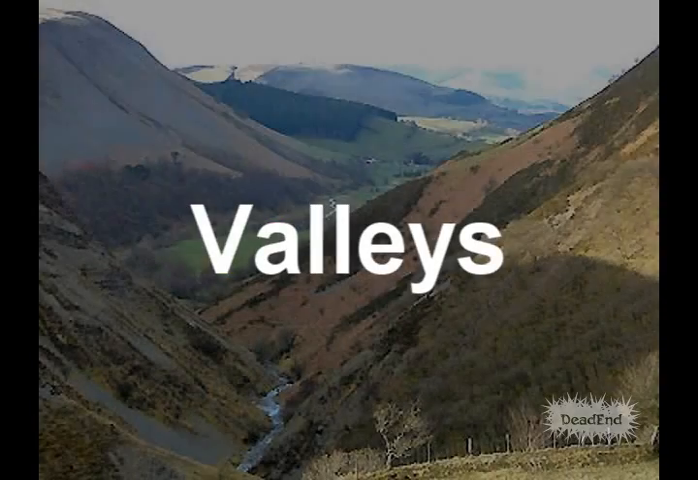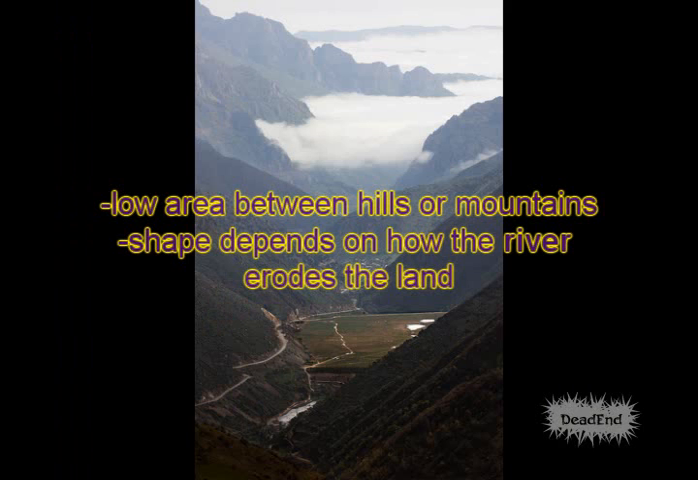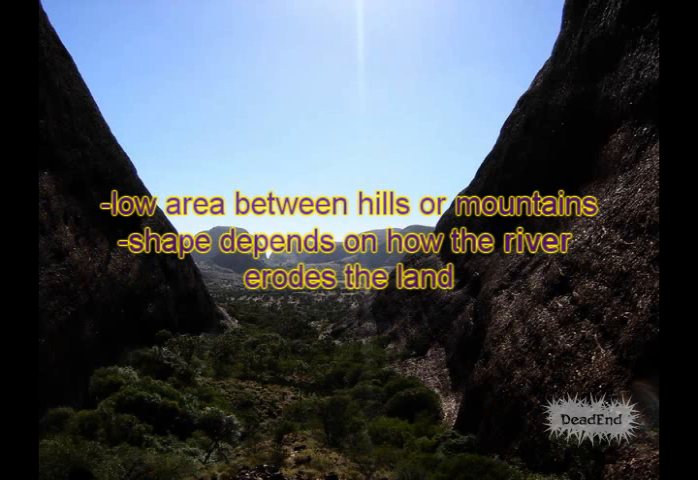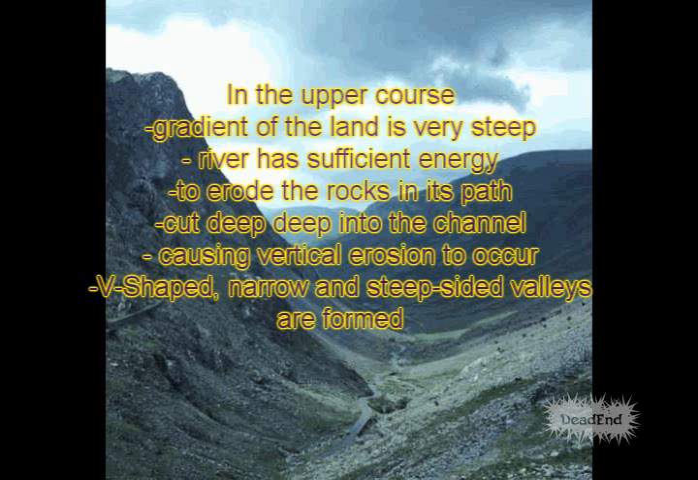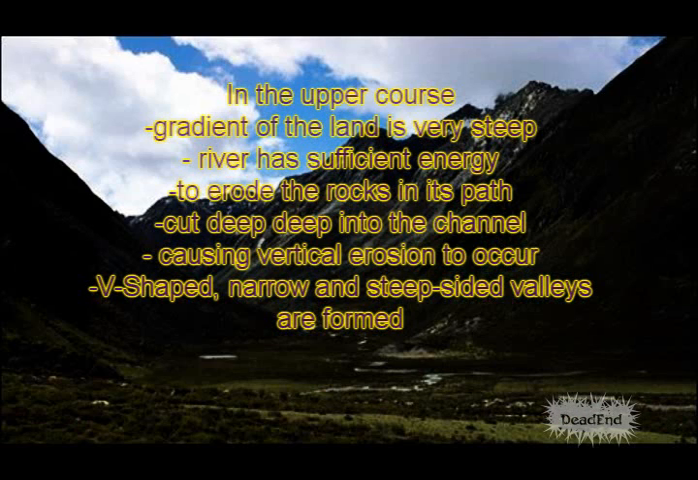Okay, now for valleys. Erosion by rivers also creates landforms called valleys. A valley is a low area between hills or mountains. Valleys have different shapes. The shape of a valley depends on how the river erodes the land over which it flows. In the upper course of a river, the gradient of the land is very steep. Thus, the river has sufficient energy to erode the rocks in its path and cut deep into the channel, causing vertical erosion to occur. As a result, V-shaped, narrow and steep-sided valleys are formed.